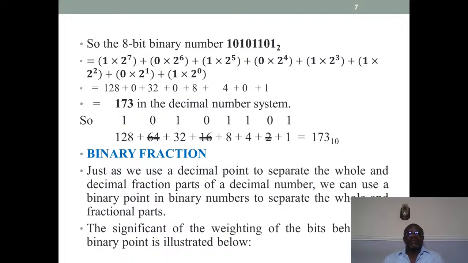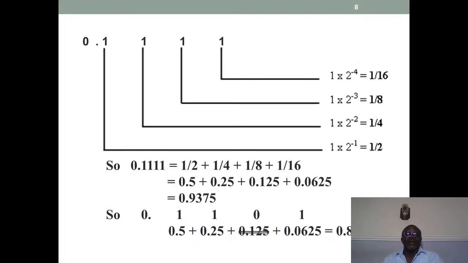So now, just as we have looked at whole numbers, the computer can also handle binary fractions. Just as we use a decimal point to separate the whole and fractional part of a decimal number, we can use a binary point in binary numbers to separate the whole and fractional part. The significance of the weighting of these bits behind the binary point is illustrated below.